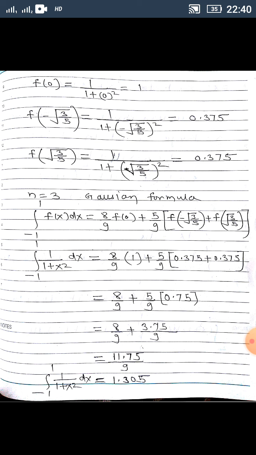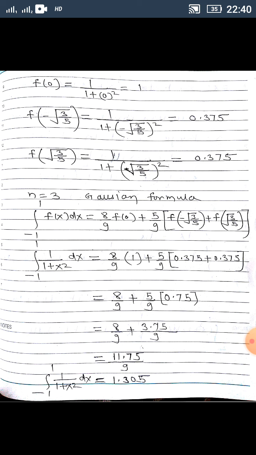f of minus root 3 by 5 is equal to 1 upon 1 plus (minus root 3 by 5) its square, which is equal to 0.375. f of root 3 by 5 is equal to 1 upon 1 plus (root 3 by 5) its square. Squares are always positive, so the values are the same: 0.375 for the first, 0.375 for the second.